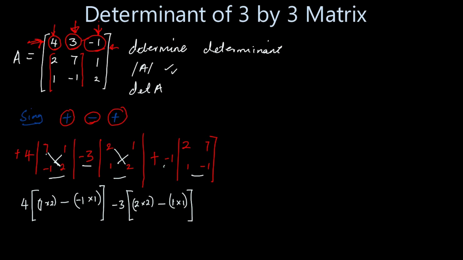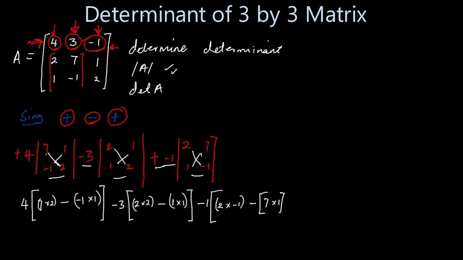Then we move to plus minus. When you have a plus times a minus, it will be a minus. So we have minus 1. We open this. Then we have 2 times minus 1, and minus 7 times 1. So we have 7 times 1.